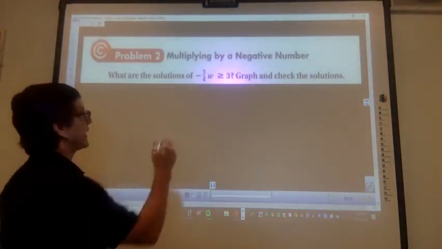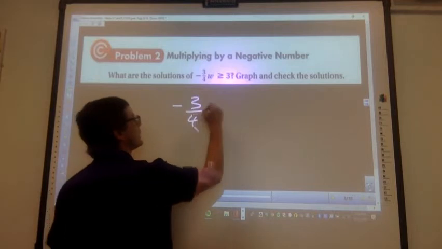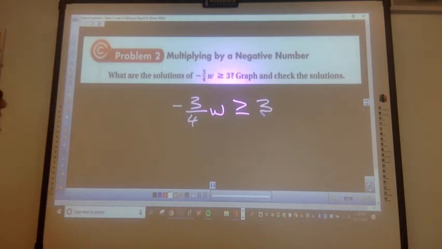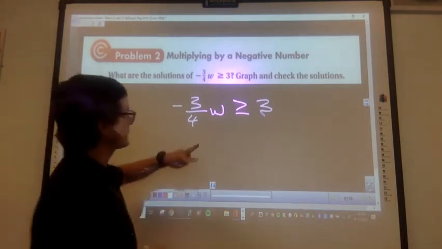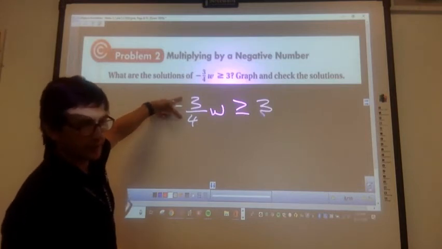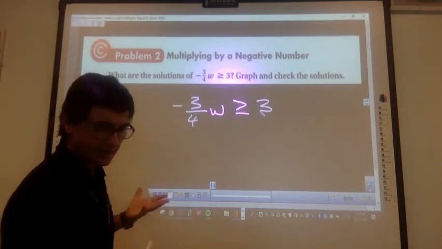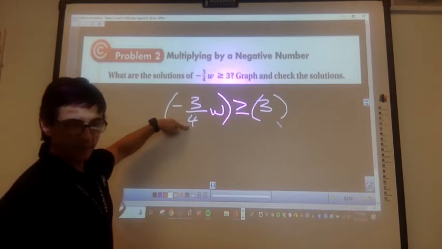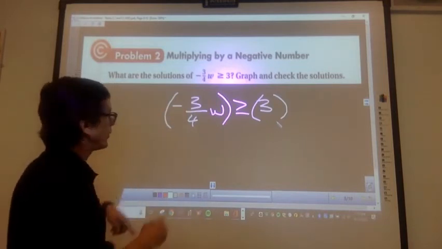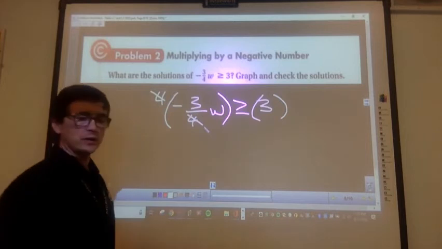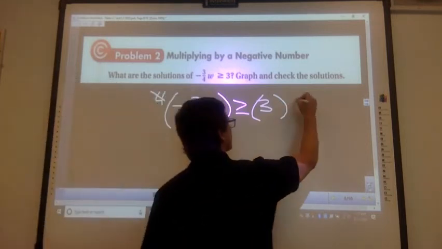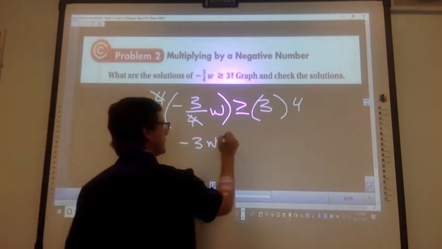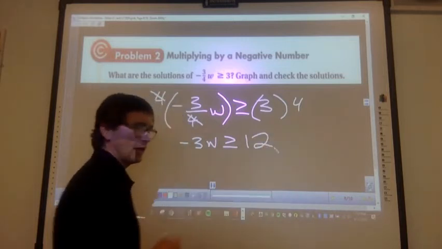All right, so here we have negative 3/4 W greater than or equal to 3. So I could take this and multiply by the reciprocal. That's flipping the fraction. I want to show you what I think is an easier way. So I'm just going to get rid of this 4 first. So the opposite of divide by 4 is times 4, and that enables those 4's to cancel on the left. I'll multiply the right by 4 as well. So I end up with negative 3W greater than or equal to 12.